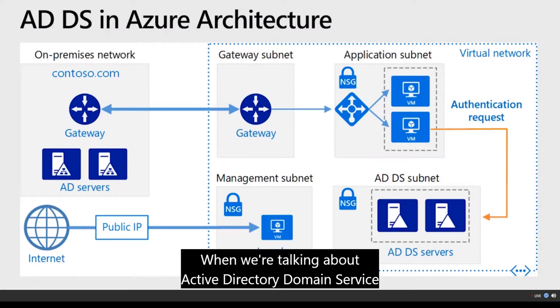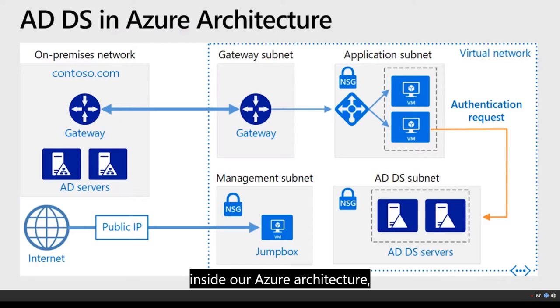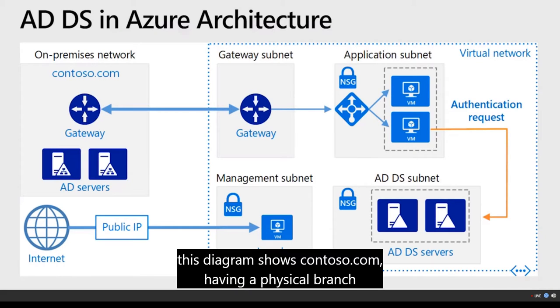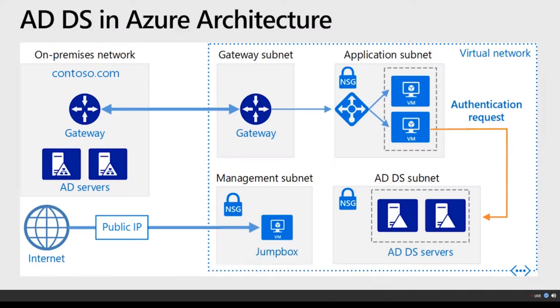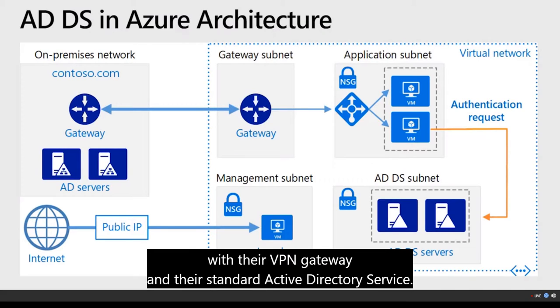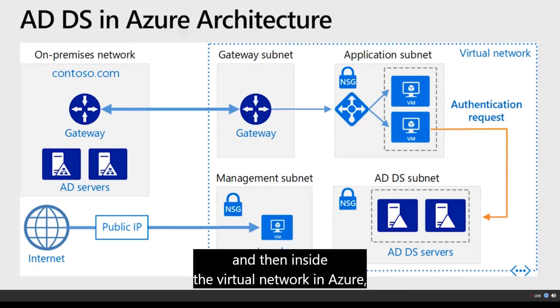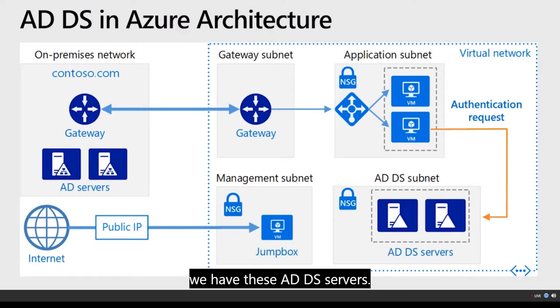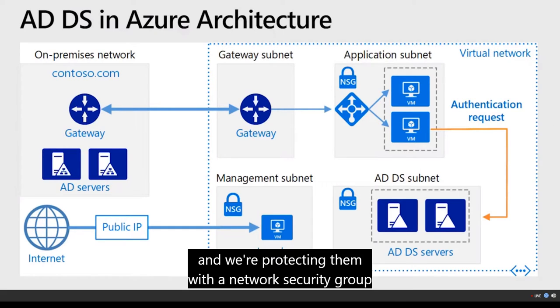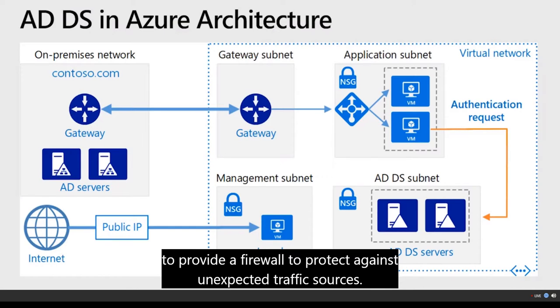When we're talking about Active Directory domain servers inside our Azure architecture, this diagram shows Contoso.com having a physical branch with their VPN gateway and their standard Active Directory servers. They connect to Azure through their VPN gateway. And then inside the virtual network in Azure, we have these ADDS servers. We're putting them in a separate subnet and we're protecting them with a network security group to provide a firewall to protect against unexpected traffic sources.